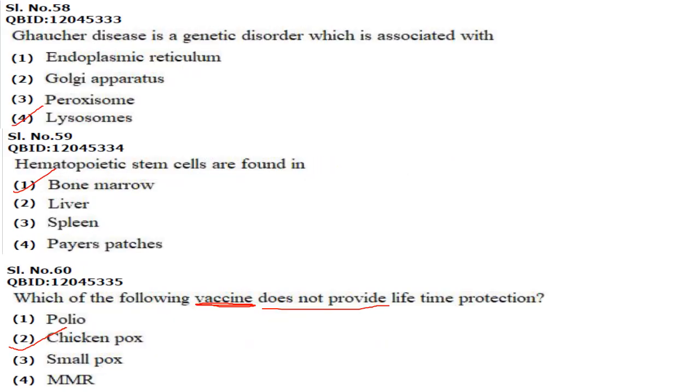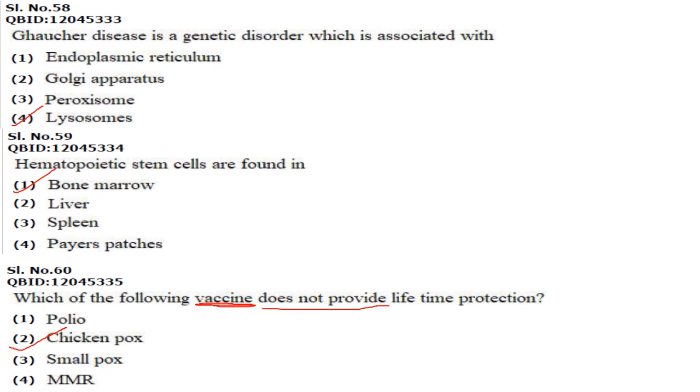Then next one. Gaucher's disease is a genetic disorder which is associated with. So Gaucher's disease is associated with the lysosomes. So the answer here is option 4. Hematopoietic stem cells are found in. So hematopoietic stem cells are found in the bone marrow.